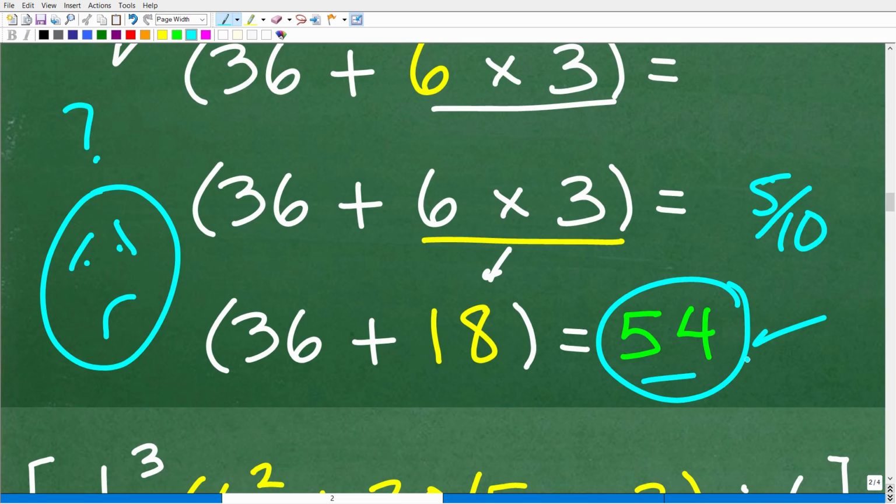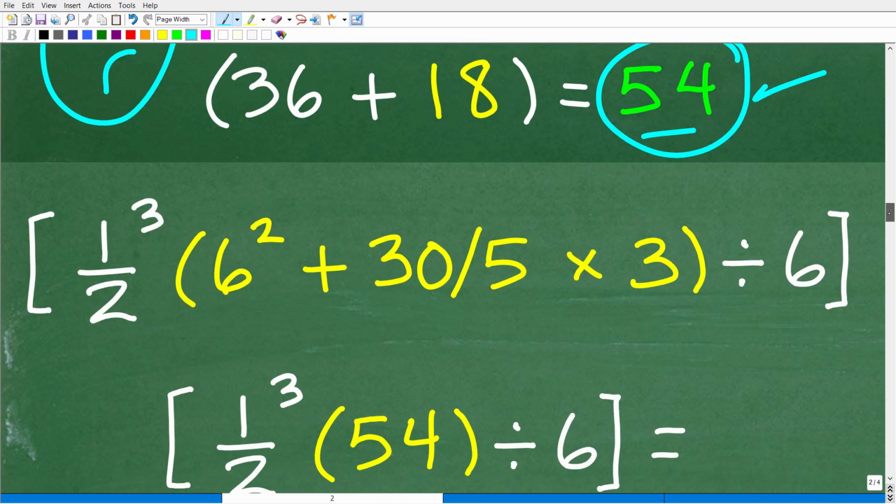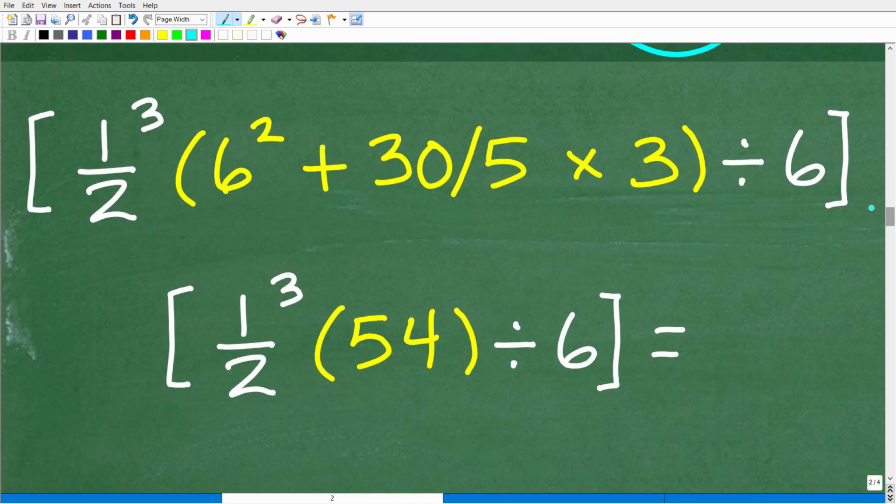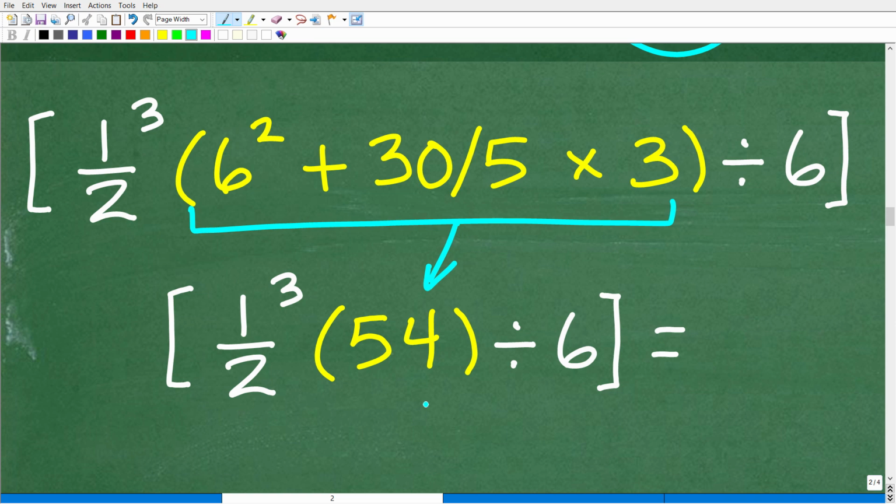All right, so that is 54. Now let's go back to our original problem. And here is what we had. We did all of this work right here, and it all came out to 54. So this is our problem right now. So now we're done with the parentheses.